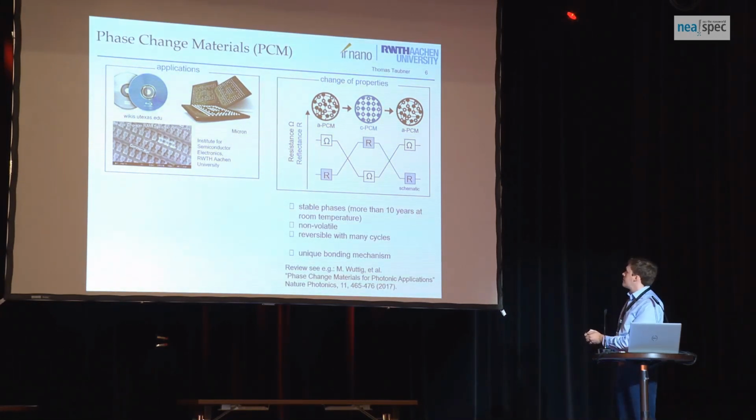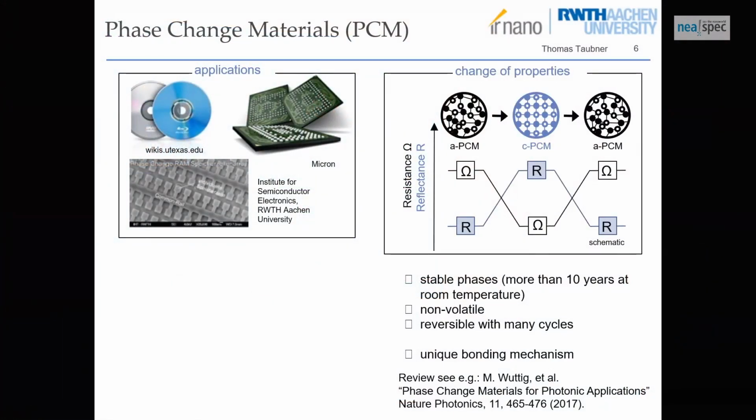Essentially, the reflectance in the amorphous phase is low, and if you go to the crystalline phase, it increases, and if you switch it back to the amorphous phase, you get a low reflectance again, and the resistance behaves exactly opposite. This is what is used, for example, in these storage systems. These materials have some remarkable properties. For example, the two phases are stable for more than 10 years, so you can still use your CD after 10 years. They are non-volatile, and you can switch them over many, many cycles.